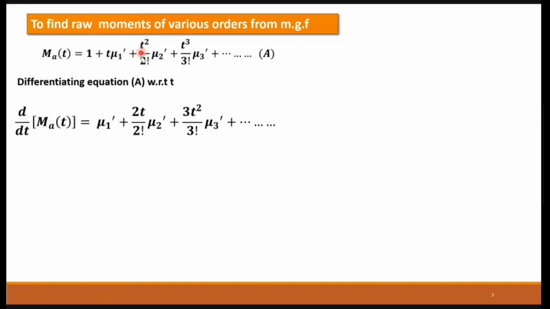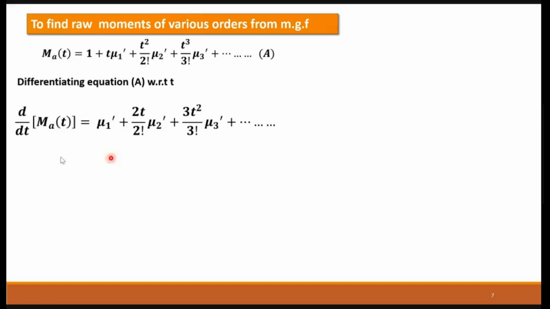फिर ये हो जाएगा t square का derivative 2t upon 2 factorial mu 2 dash. These are all constants, only t is the variable now. t cube का हो जाएगा 3t square upon 3 factorial plus etcetera. So whatever is our moment generating function, so this concept we are going to apply in problems. You calculate the moment generating function. To calculate the moments from the moment generating function, differentiate the M_a of t or the moment generating function with respect to t. ठीक है, अभी हमें क्या करना है, mu 1 dash निकालना है.